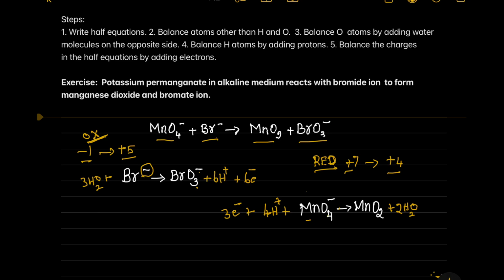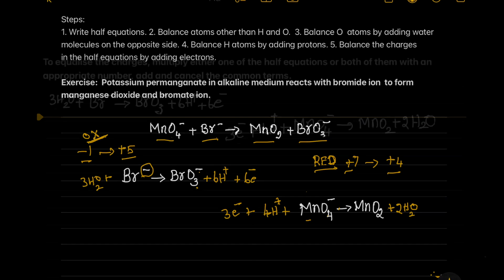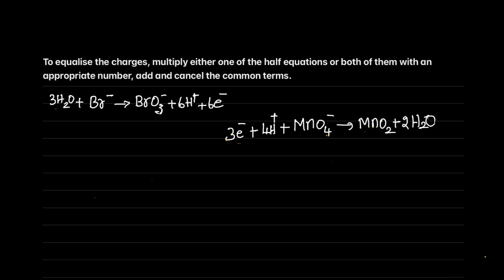Next challenge is how to equalize the electrons, and then we have to consider that the reaction is carried out in the basic solution. For that also we have to give allowance. Coming to the sixth step, since there are 6 electrons on the right side of the first half equation and only 3 electrons on the left side of the second half equation, the second one is to be multiplied by 2 and then they are to be added.